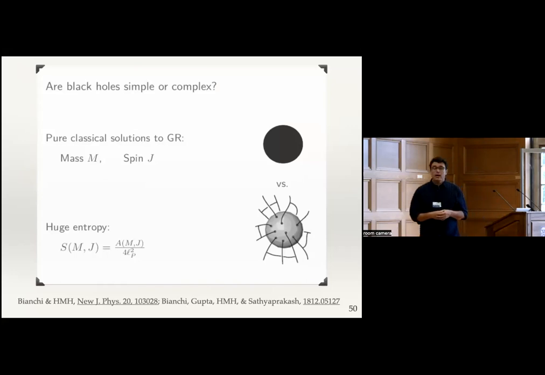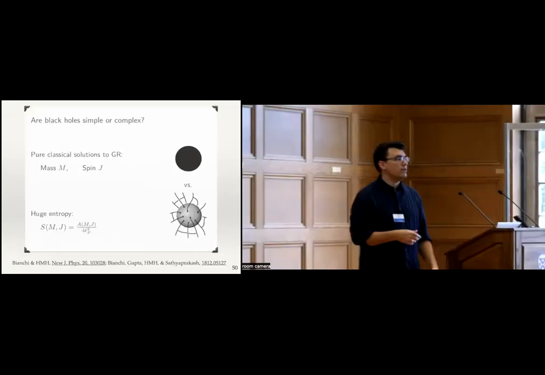On the other hand, the Bekenstein-Hawking entropy says that associated with this black hole is a huge entropy, absolutely ginormous entropy given by horizon area in Planck units. And so how can we square these two perspectives on the black hole?